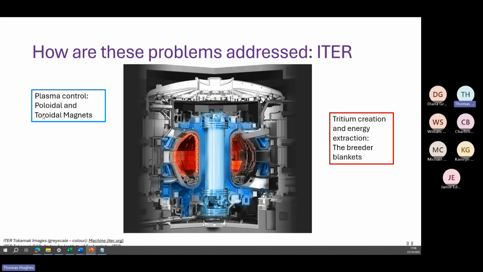We need to create some tritium. So we have something called a breeder blanket, which uses lithium-6 and the neutrons from the reaction to split the lithium-6 into tritium and helium, which we can then use to fuel the reaction. And then we have our energy extraction and plasma exhaust, where any impurities in the plasma can be extracted, and any low energy bits can also be taken out.